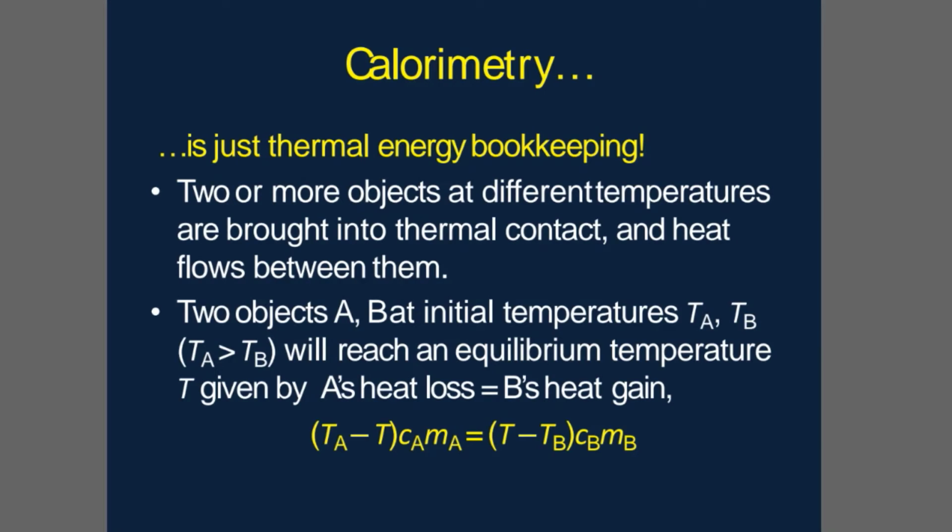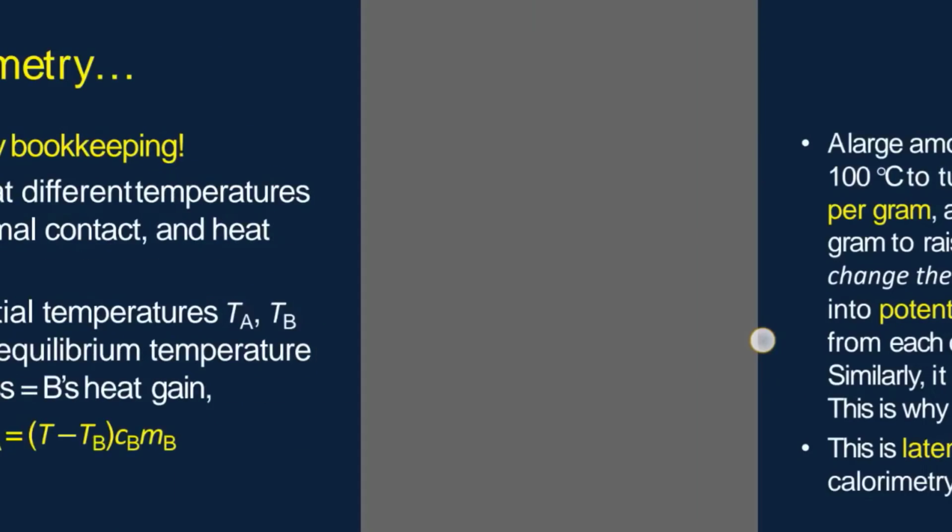Calorimetry is just thermal energy bookkeeping. As we know, two or more objects at different temperatures are brought into thermal contact and heat flows between them. Two objects A and B, initially at temperatures TA and TB, where TA is greater than TB, will reach an equilibrium temperature T given by A's heat loss equals B's heat gain. It is given by (TA minus T) times CA MA equals (T minus TB) times CB MB. Then go to another slide.